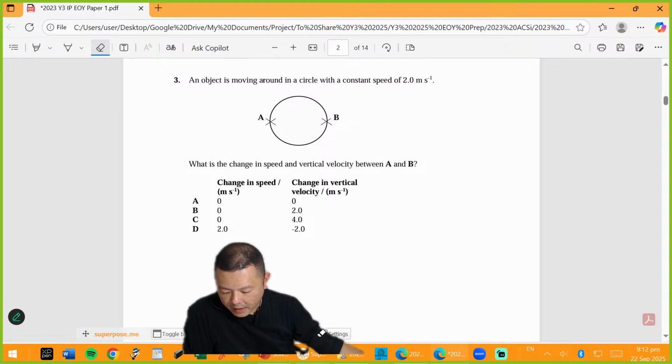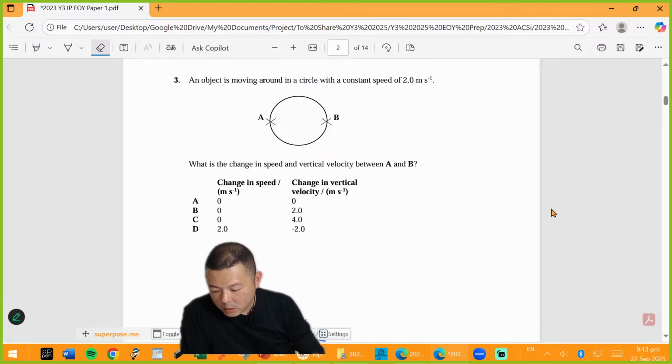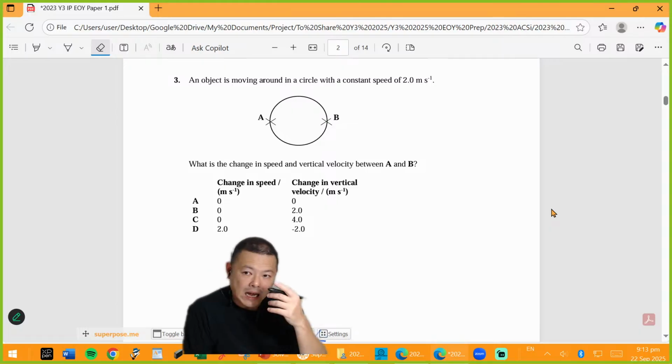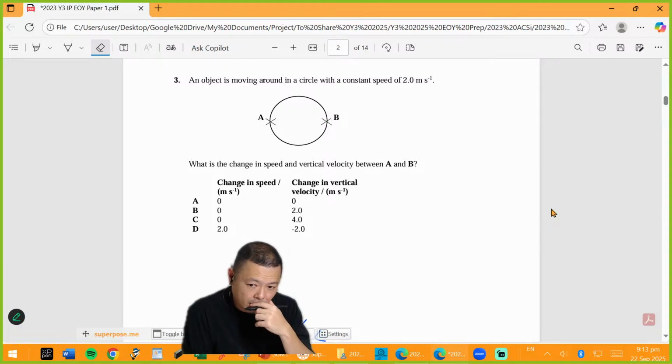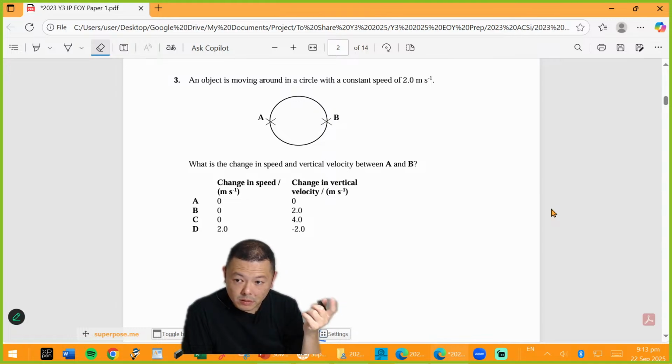So, the object is moving in a circle. Is it clockwise circle or anti-clockwise circle? Is it clockwise circle or anti-clockwise circle, dude?